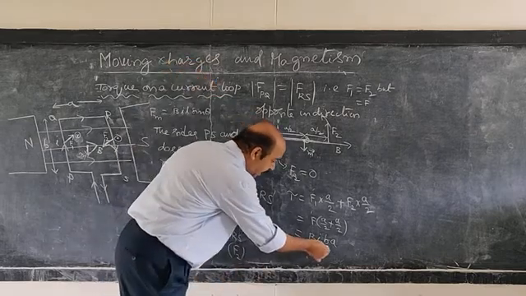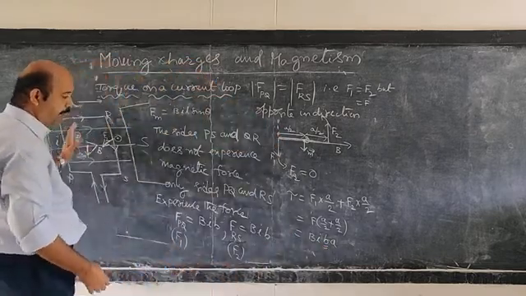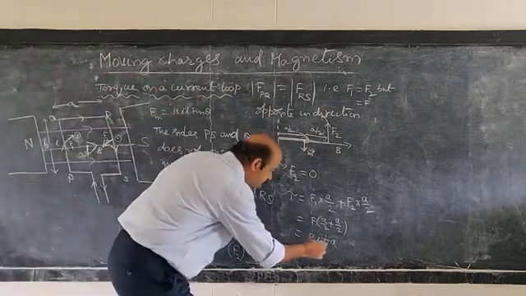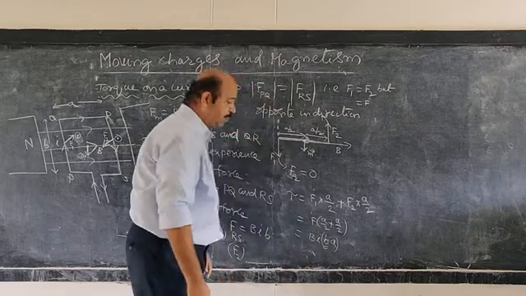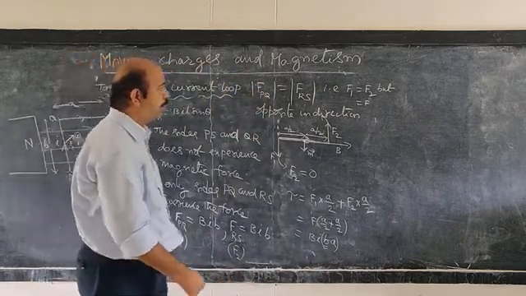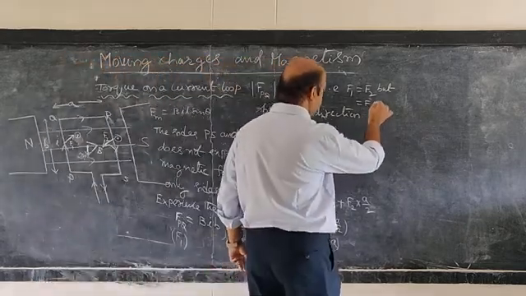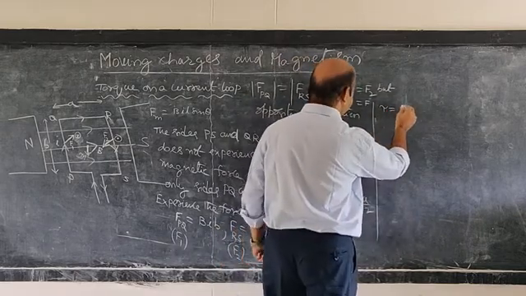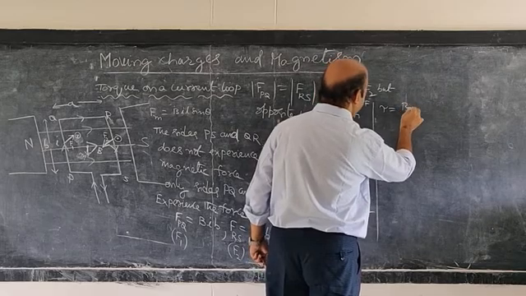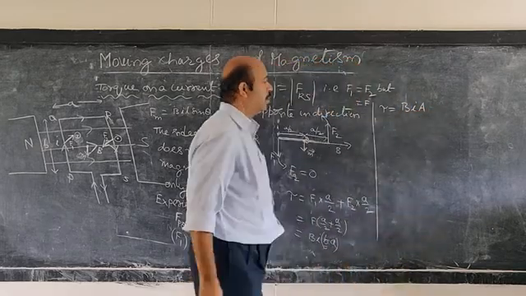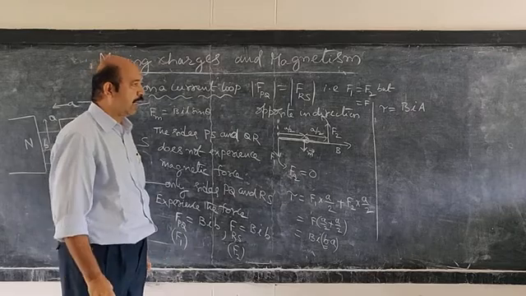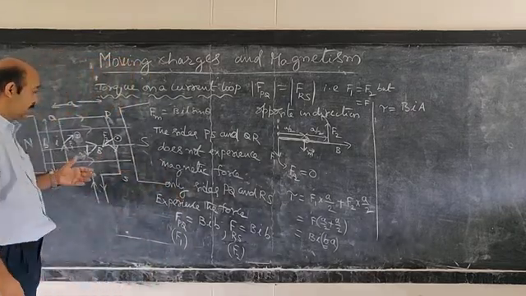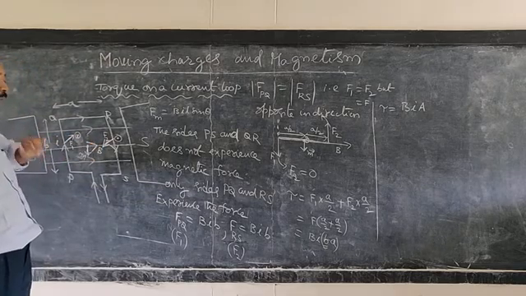So, this is the length of the sides of the rectangular loop, and A is the width. So therefore, this quantity is nothing but area of the rectangular loop. So I can write like this. Therefore, torque in this case is BIA. So that is the formula for torque in this case, acting on the rectangular loop such that the plane is parallel to the magnetic field.